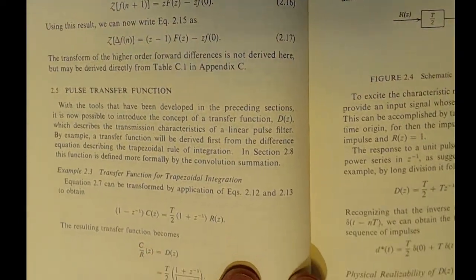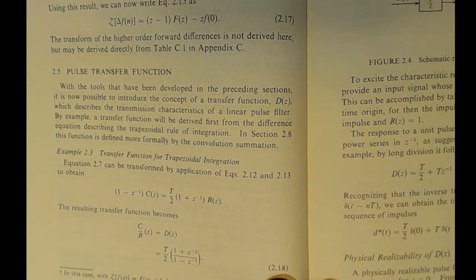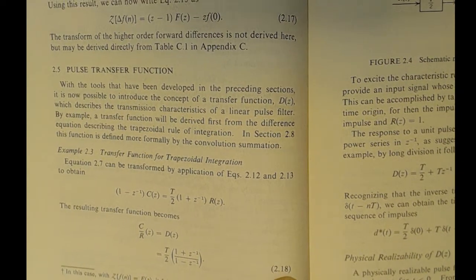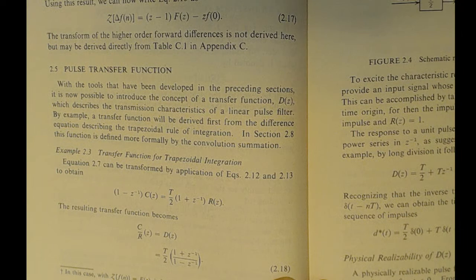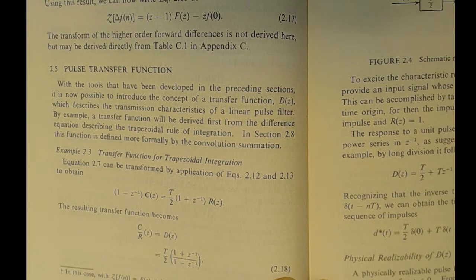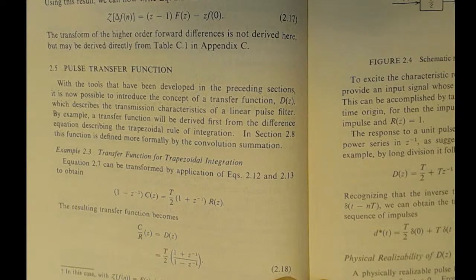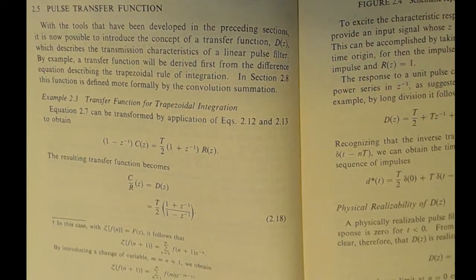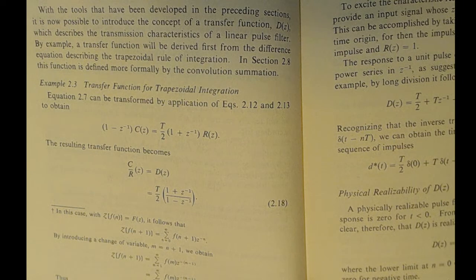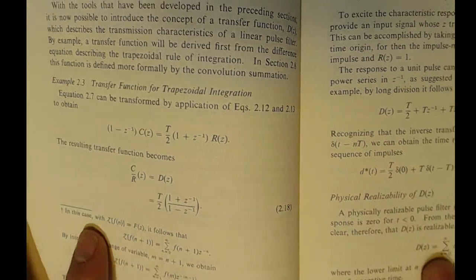Okay, pulse transfer function. This is new stuff for me now, maybe. With the tools that have been developed in the preceding sections, it is now possible to introduce the concept of a transfer function D of z, which describes the transmission characteristics of a linear pulse filter. By example, a transfer function will be derived first from the difference equation describing the trapezoidal rule of integration. Okay, in section 2.8, this function is defined more formally by the convolution summation. Wait, this is not very deep. This is just a transfer function. I kind of don't care about this.